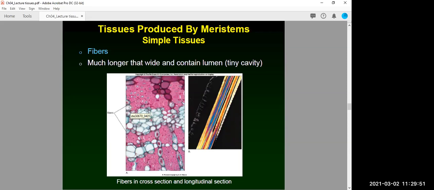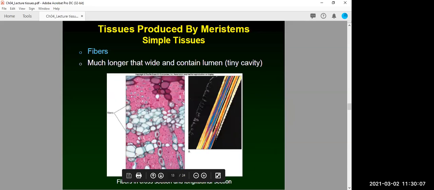So that's one thing that you could look out for if you're trying to differentiate a fiber from a vessel element, which is the xylary cell. They have a really thick cell wall and not too much space inside of the cell.